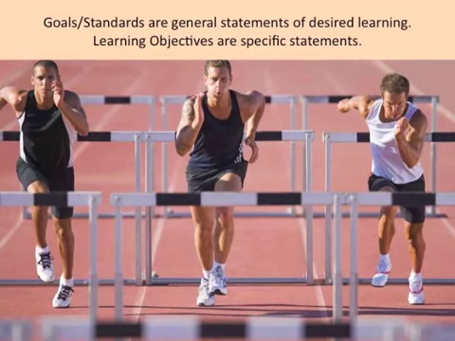Goals are general statements of desired learning. They describe summative outcomes of what students should know and be able to do. Academic content standards are goals for student learning. Learning objectives are specific statements of what students should know, be able to do, and understand at the end of a lesson. Like a hurdler, the goal is to win the race, but the objective is to get over the hurdle.